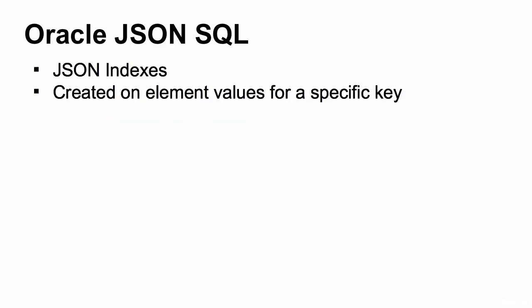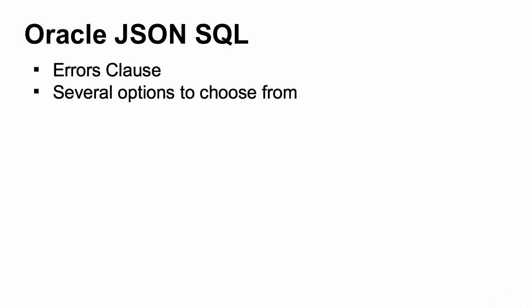I'm going to briefly talk about JSON indexes as well. In the relational world, the index is on a column in a table. In the JSON world, the index is on a series of values for a particular key embedded within the JSON data. Next up is the errors clause.